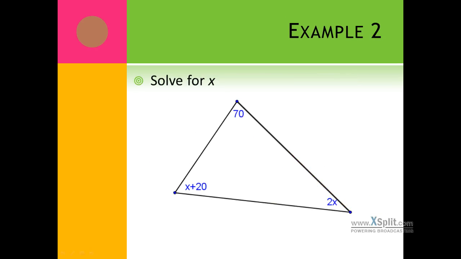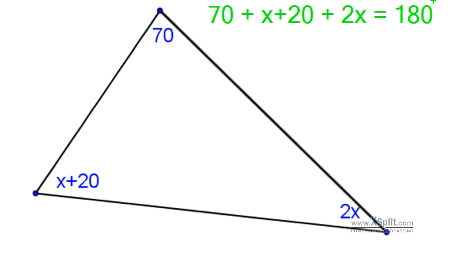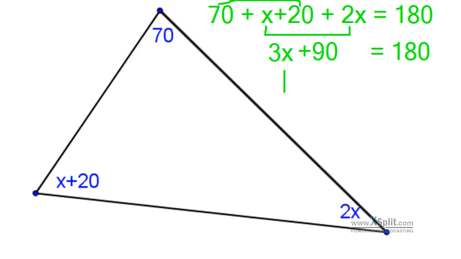Now what do we do if we have x's? Well, pretty much the same thing. If we want to solve for x in this triangle here, we know they all add up to 180, right? So I'm just going to go ahead and say, maybe I'll draw this in green, the 70 angle plus the x plus 20 angle plus the 2x angle all adds up to 180 degrees together. So then we could combine some like terms. The x's go to 3x. The numbers are going to go together to make 90. It's going to add up to 180.